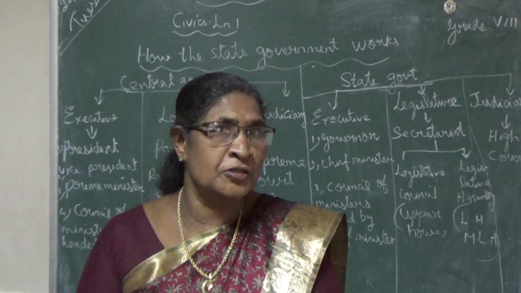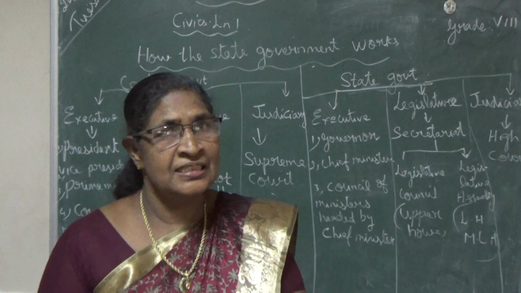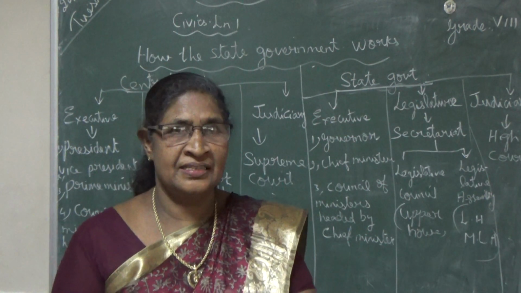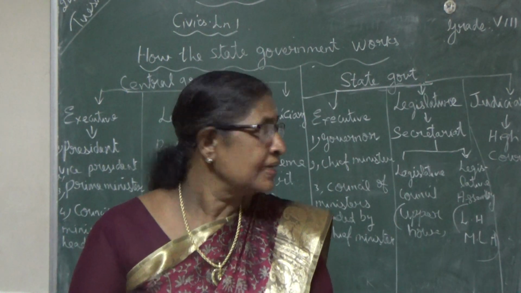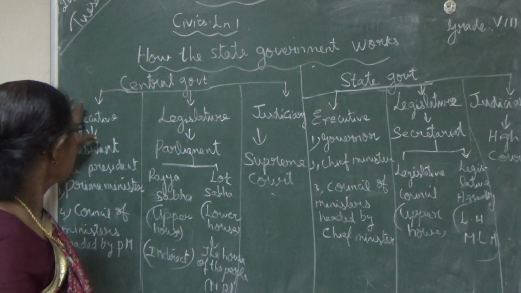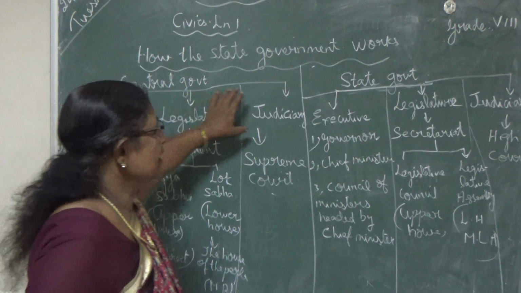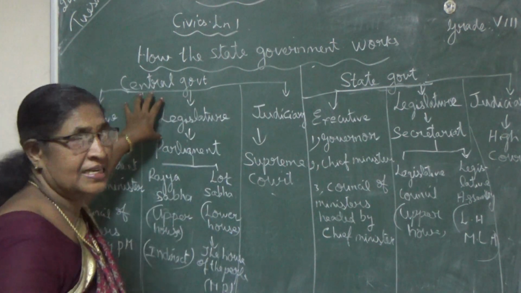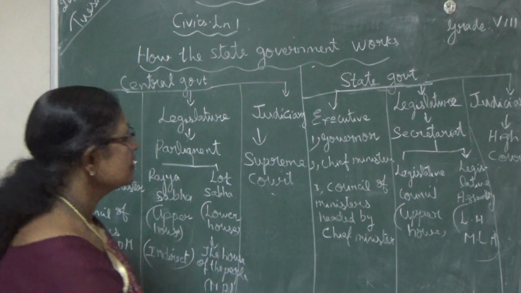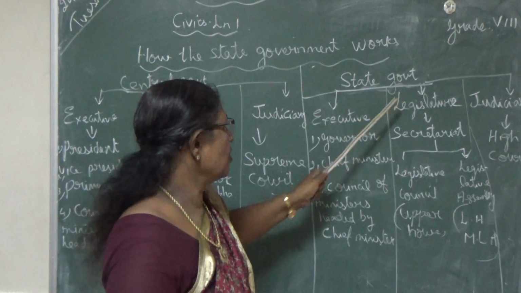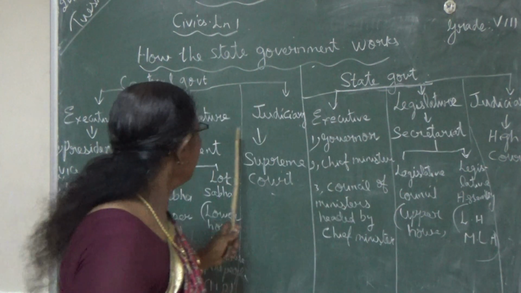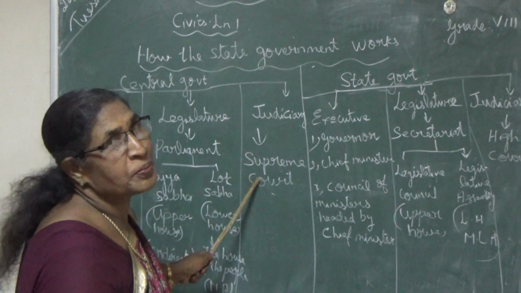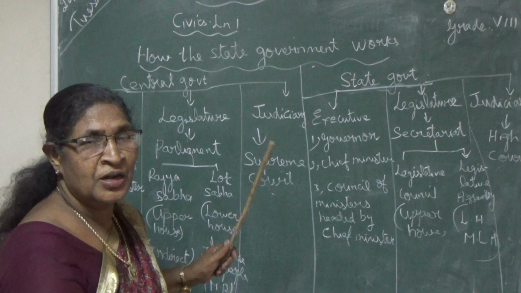All of you know about the judiciary. Court, isn't it? There are judges, lawyers, advocates. Lawyers are advocates. In the central government there are three organs: executive, legislature, judiciary. The same applies in the state government: executive, legislature, judiciary. In the judiciary here, the Supreme Court is the head.